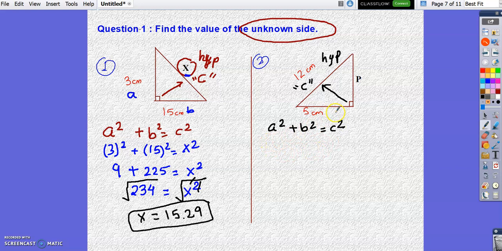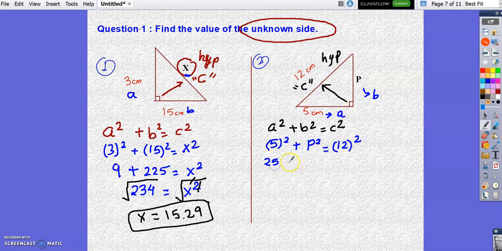So let's substitute the values. I have given the value of A as 5. I'm assuming this is my A and that's my B. This is my C. I already labeled this. Let's plug in the values. Substitute. 5 square plus B square, and C square means they gave you 12, so I'll substitute the value over here. 5 square is 25.